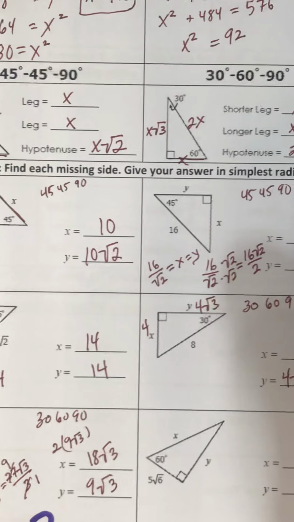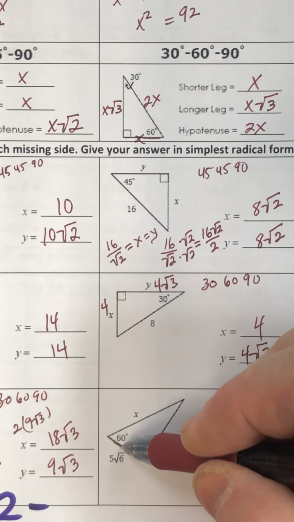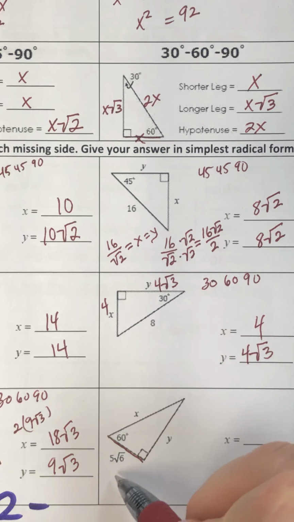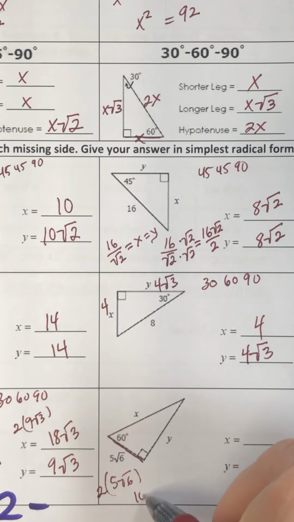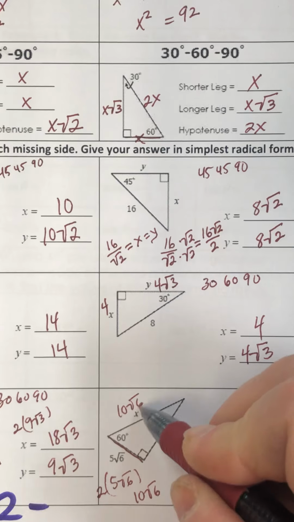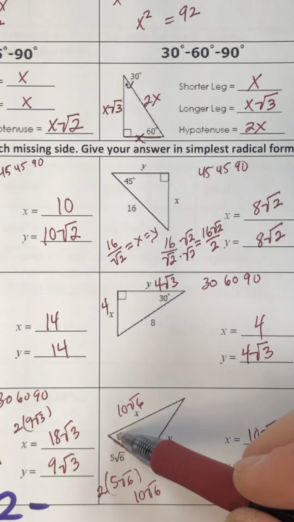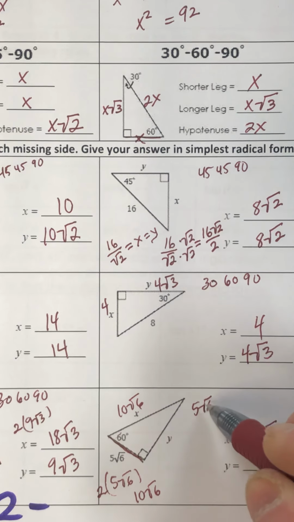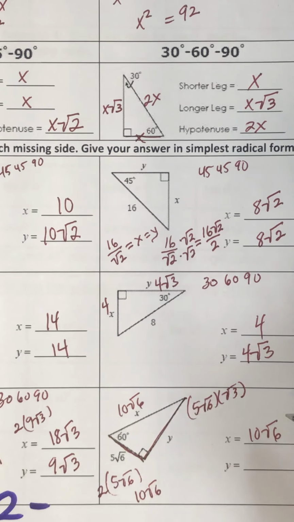Let's see what we got over here. I'm given the short side. All right, great. So if I double that, I have the hypotenuse. So 5 square root 6 times 2, that's 10 square root 6. So that's going to be the hypotenuse. So that's x. And then if I take the short side, which is 5 square root 6, and I times that by the square root of 3, that's going to be the long side.